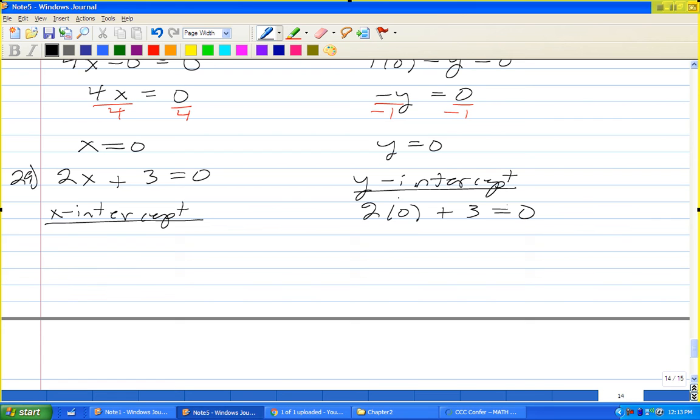Set x to 0, solve for y. So 2 times 0 is 0. 0 plus 3 is equal to 3. But that's a contradiction. So there is no y-intercept.